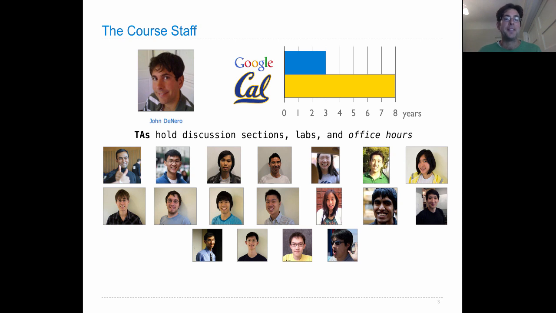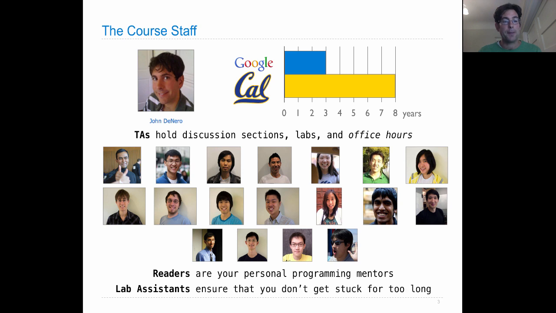But that's not all. So the TAs are your primary point of contact, but you also have readers. Readers are the ones who are actually going to look at the projects that you submit. And they'll be your personal programming mentors. So it's a good idea to find your reader before you hand in your project and get their feedback if you ever want tips on how to program more effectively. So there's a bunch of readers. I can't fit them all on the screen, but you can find them on the course website.